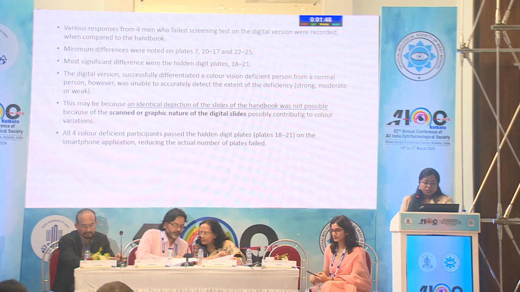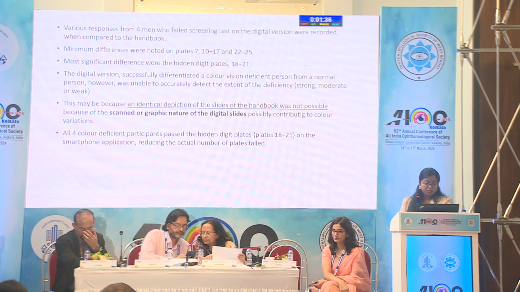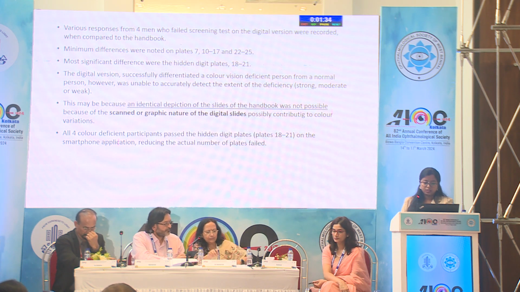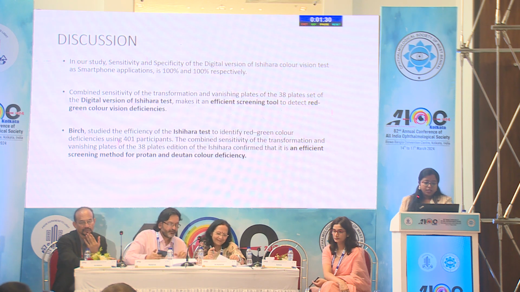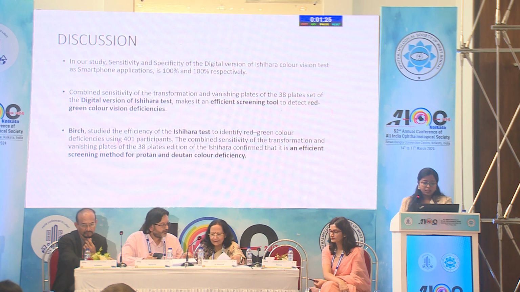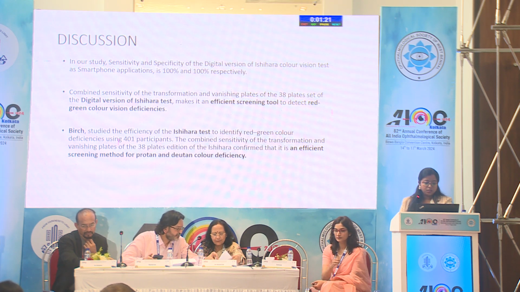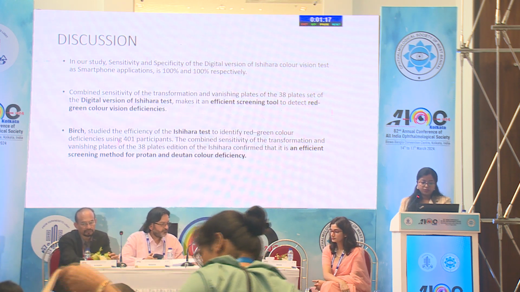The digital version successfully differentiated the color vision deficient from the normal person, however, it was unable to accurately detect the extent of deficiency. This may be because identical depiction of the slides of the handbook was not possible, as these are scanned or of graphic nature in the digital slides in the app. Combined sensitivity and specificity of the digital version and the Ishihara were 100% and 100% respectively, and this makes the digital version of the Ishihara test an efficient screening tool to detect red-green color vision deficiencies.